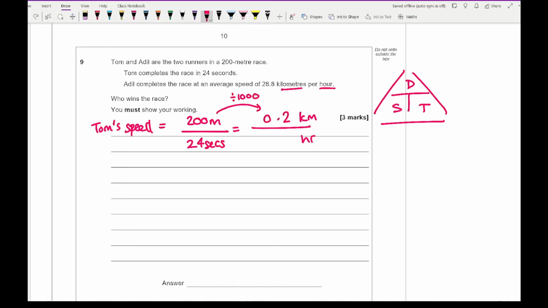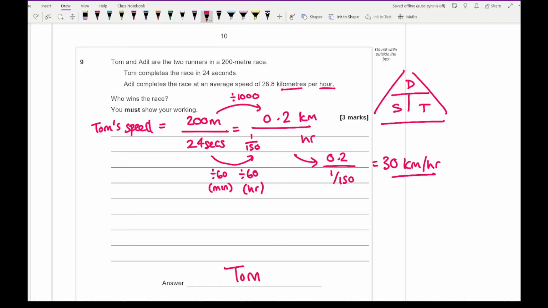And then seconds into hours, well, I divide by 60 to convert that into minutes. And then I've got to divide it by another 60 to convert it into hours. So in other words, I'm going to be dividing by 3600. So 24 divided by 60 divided by 60 gives me 1 over 150. And so his speed is going to be 0.2 divided by 1 over 150. And if I just work that out on the calculator, I get an answer of 30 kilometers per hour. So comparing the speeds, Tom wins because Tom is travelling faster.